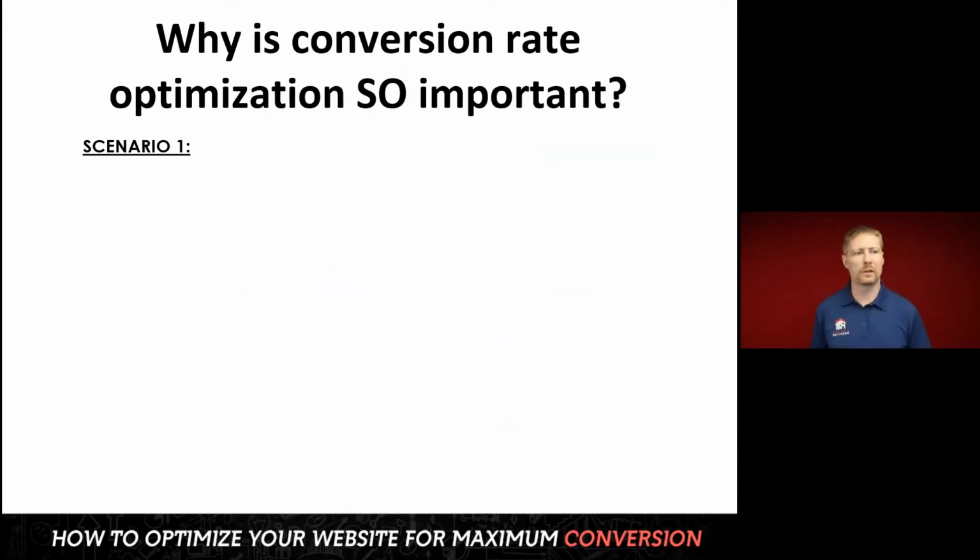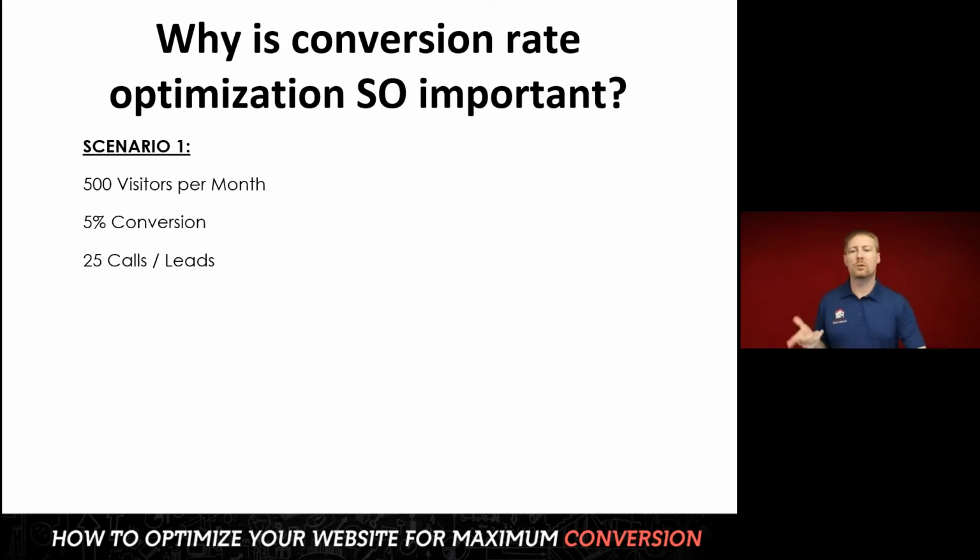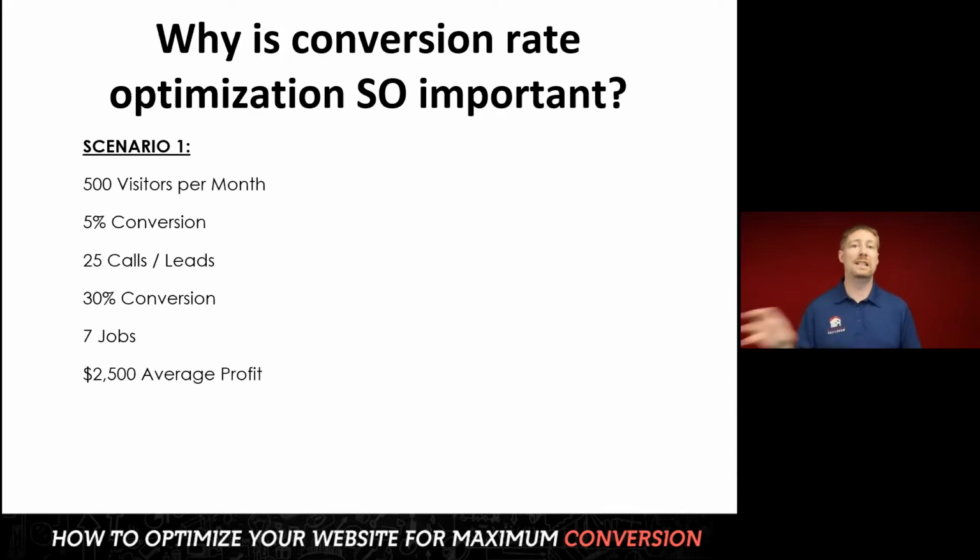Let's just go over a little quick scenario, right? First scenario, let's say your website gets 500 visitors a month at a 5% conversion rate. That's 25 calls, right? At a 30% conversion rate from lead to sale, that's 7 jobs. Let's say you had a $2,500 average net profit, right? Not gross profit, net profit per job. That would lead to $17,500 in your pocket.